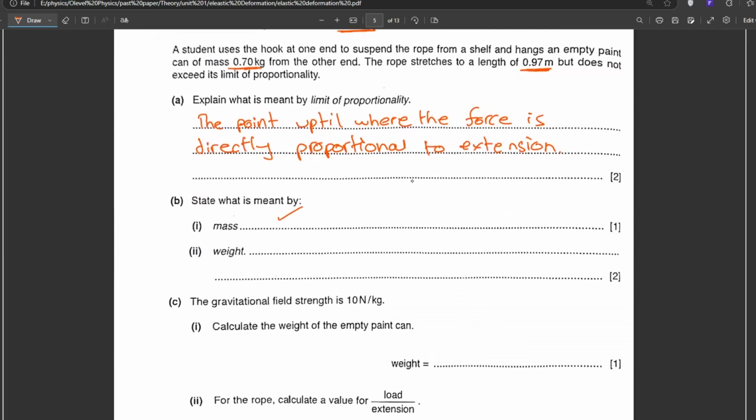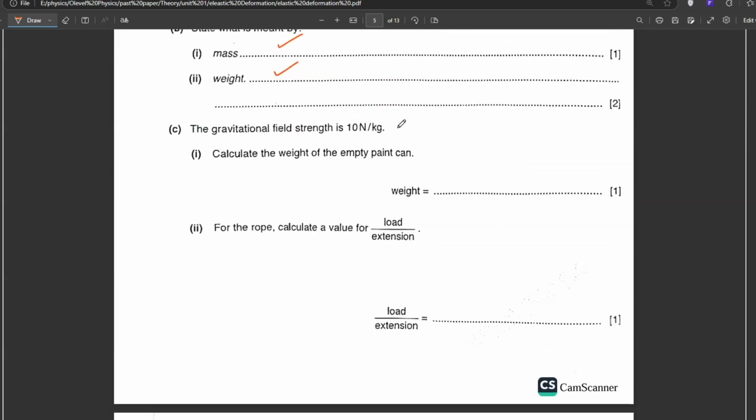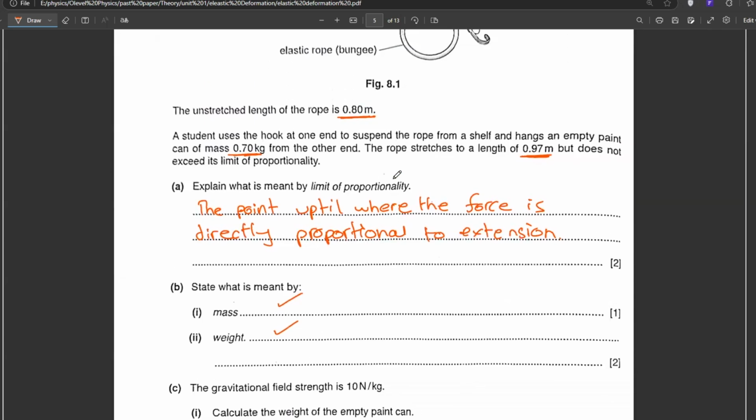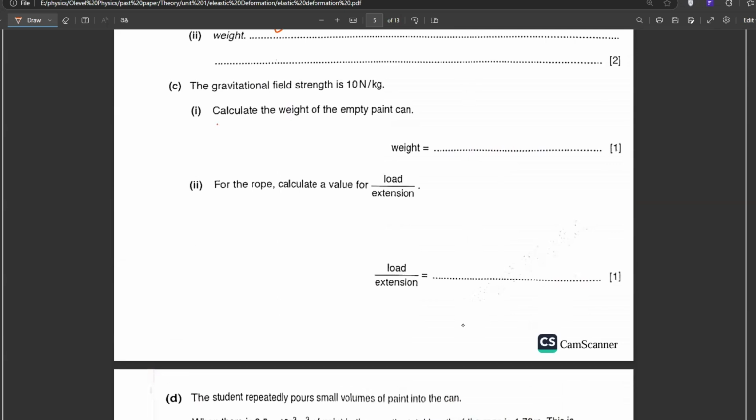State what is meant by weight. Already done that. The gravitational field strength is 10. Calculate the weight of the empty paint can. So the mass of the empty paint can is 0.7 kg. Can you calculate the weight? Yes. Weight equals mg. Your mass is 0.7 multiplied by 10. Your weight comes out to be 7 Newton.